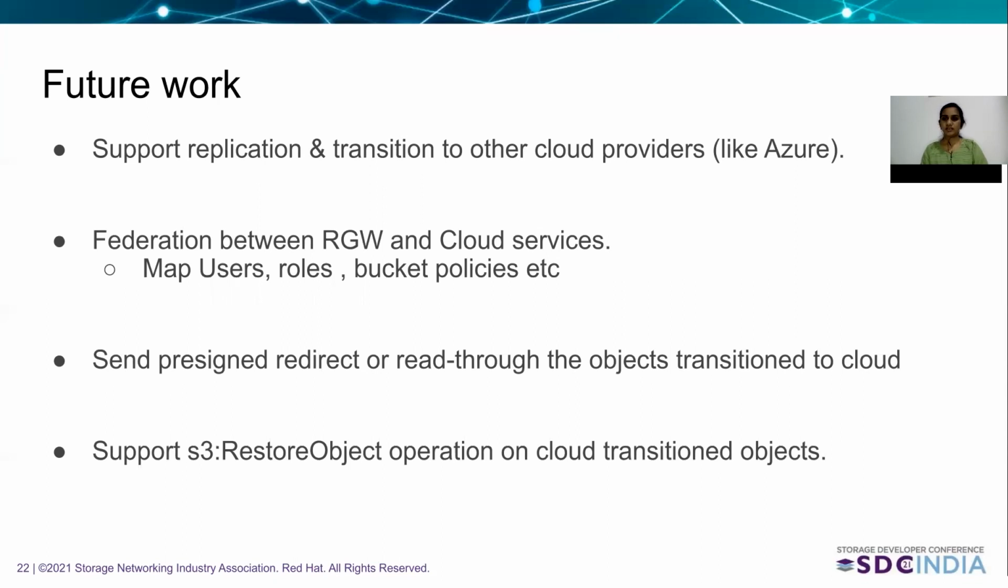Also, once the object is transitioned to the cloud, we would like to add the ability to read through the objects: issue the read request to the cloud, get the data, and send it to the RGW user. If not, we would at least like to send a pre-signed redirect URL to the end user, so that the user can directly use that URL and redirect the get request to the cloud endpoint. Also, there is an operation supported in S3 called restore object, which can be used to restore these objects from the cloud back to the Ceph RGW server. This is something we would like to support in the near future.